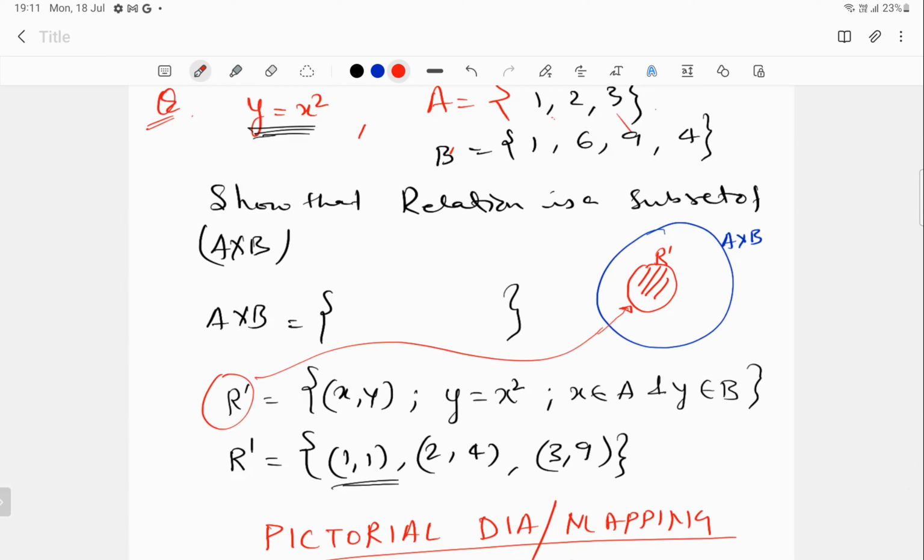Why am I saying cross? A Cartesian product B. I'm really sorry for that, because usually we write A vector cross B vector. Yesterday I was teaching vectors, so it's there. A Cartesian product B, and R dash is a relation. So R dash is a subset of A cross B. Because R dash has how many elements? Only 1, 2. All right. But how many possible elements can R dash have?